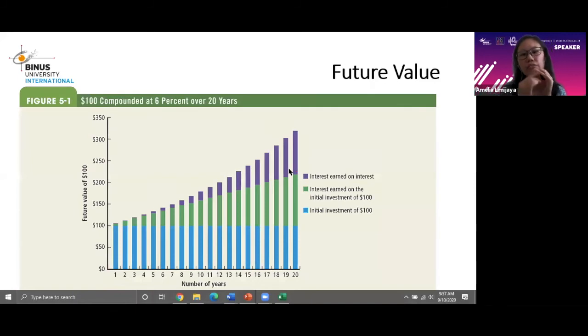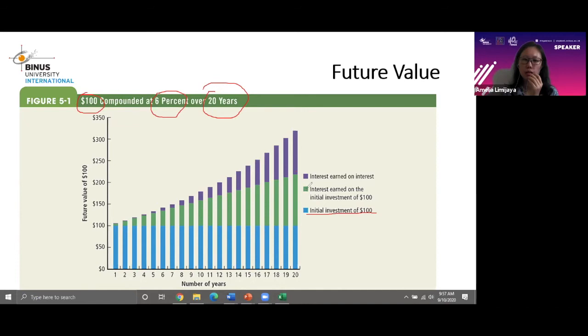This is just a graph showing you the growth of money invested. So we have $100 again. Imagine we have a principal of $100. Interest at 6% again. But now we're talking about a longer time, which is 20 years. As you can see here in the graph, we have 3 colors. The blue one is my initial investment of 100. This is the initial principal. Okay, $100.